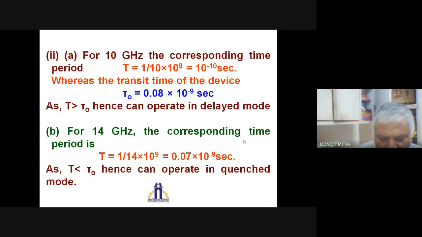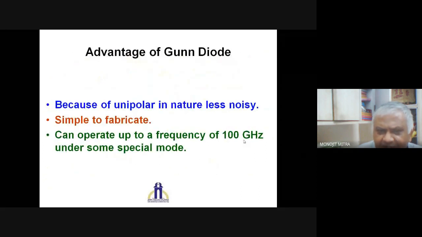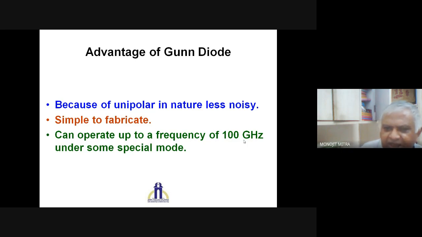And now nothing is there from Gunn diode except this advantage: Gunn diode is a unipolar device, because we have seen it is an n-type, so only electrons are the carriers. Automatically it is a very low noise device, because I told you noise mainly comes due to recombination or generation. When current flows in a semiconductor, from the p side holes come to the n side, from the n side electrons come to the p side, they recombine, so that produces noise.